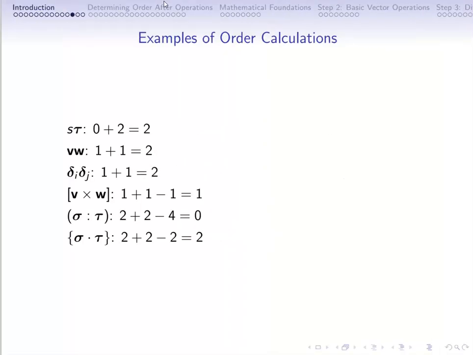Now here you can see s and tau, so s is scalar and tau is the tensor. Scalar order is 0, tensor 2, so 0 plus 2, so 2. So v and w both are vector, so no sign in between. Vector order 1, okay, so 1 plus 1 is 2. Similarly d_i and d_j both are vectors, or delta i delta j, so 1 plus 1, so 2.